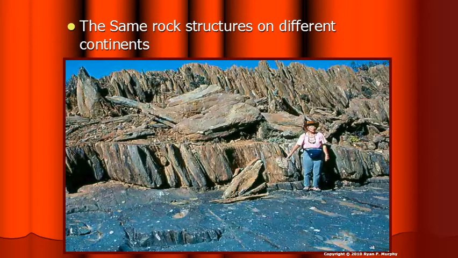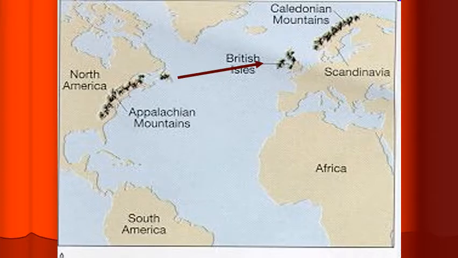Another one is very similar to that. We find the same rock structures on different continents. So if we look at something like this, these are the Appalachian Mountains, which you should be familiar with because they go through Virginia. And then we also have the British Isles right here, and we have the Caledonian Mountains in this area. And these all have very similar features to them. They're made out of the same type of rocks, they were formed in the same way, and all that kind of stuff. And so these also fit together. So this part here would actually fit right into this part of the puzzle piece right here.